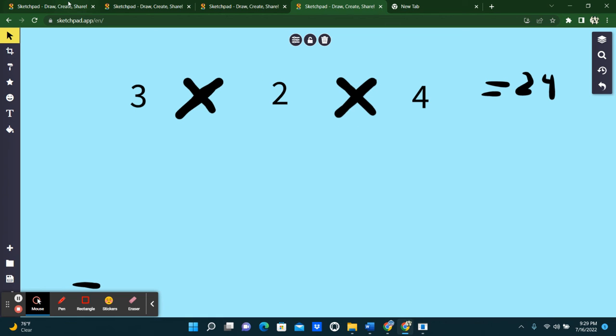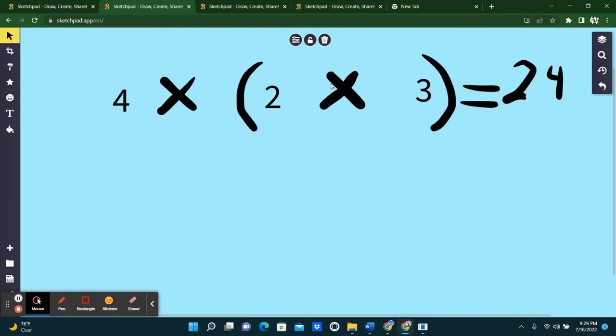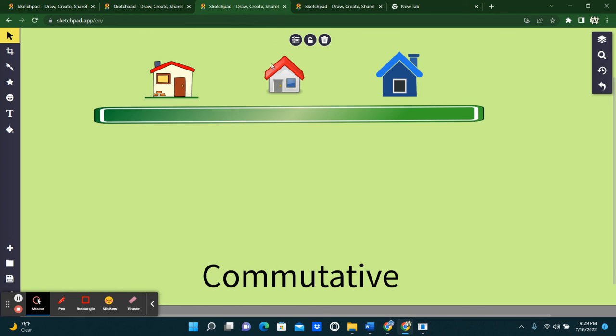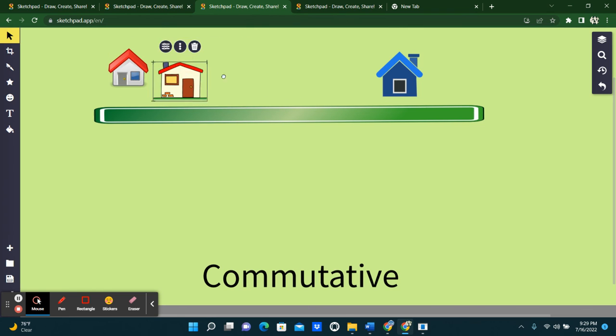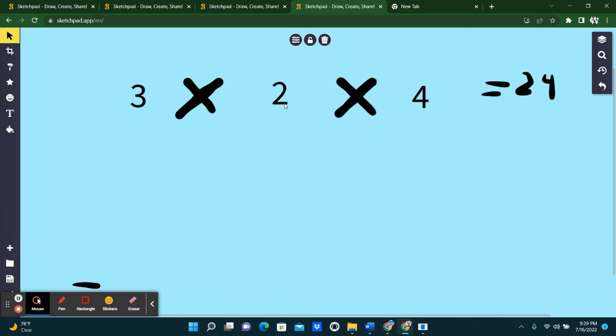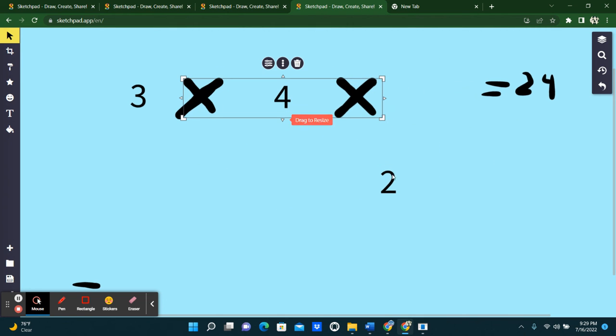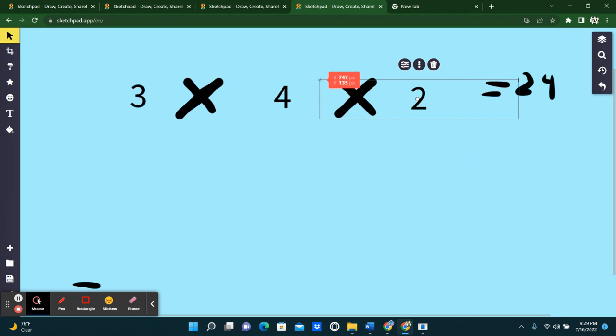So just as the associative property worked with addition, where it really doesn't matter which ones associate with each other, meaning which ones are inside the parentheses, our answer didn't change. Same thing with commutative. It really didn't matter which order my houses were in. They're still in the same community, and that held true with multiplication as well. It really didn't matter what order I put the numbers in. As long as I'm multiplying them together, I'm going to get the same answer.